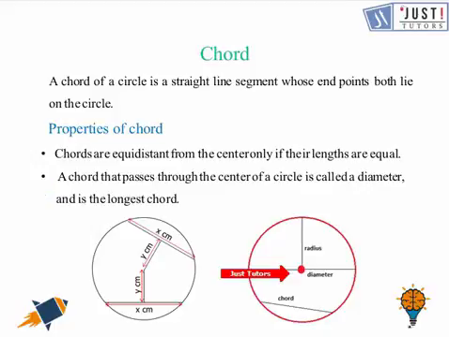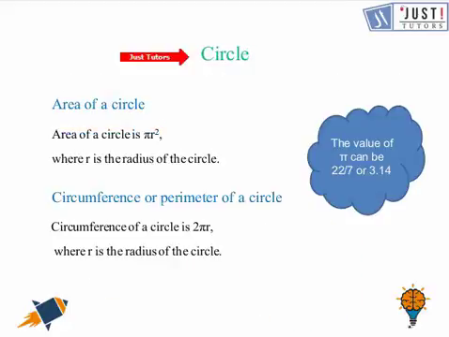The second property says that a chord that passes through the center of a circle is called a diameter, and it is the longest chord. Look at this picture here. This diameter has its two endpoints both lying on the circle, and as it goes through the center, we call it diameter because it's double the radius. Let's move ahead to see the formula to calculate area and circumference.